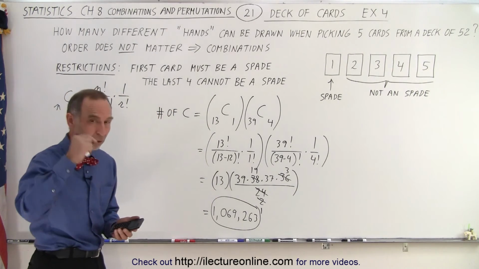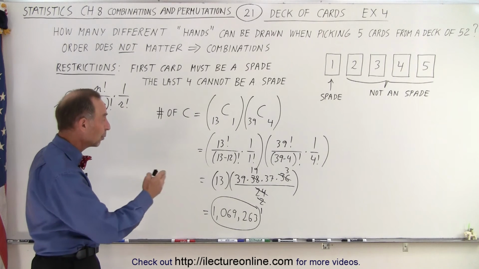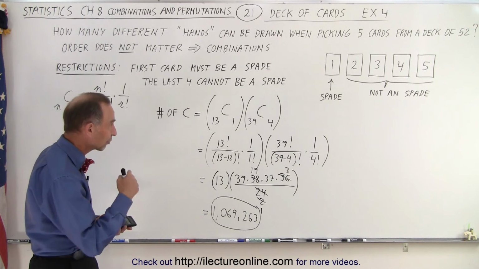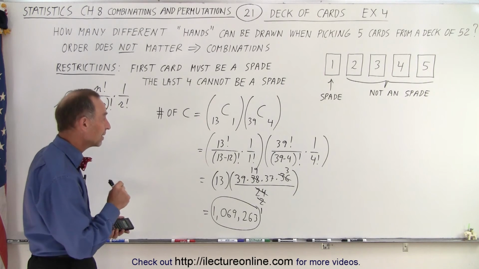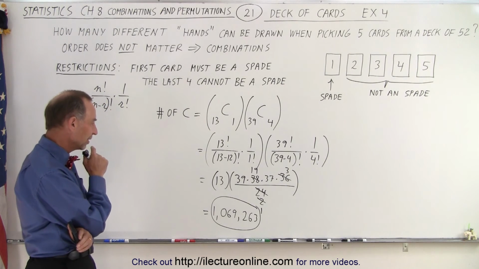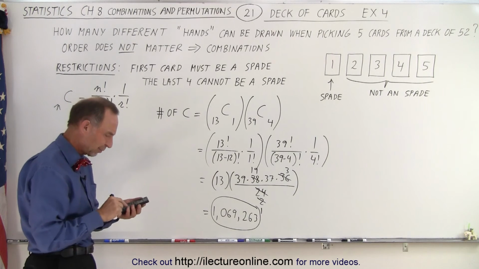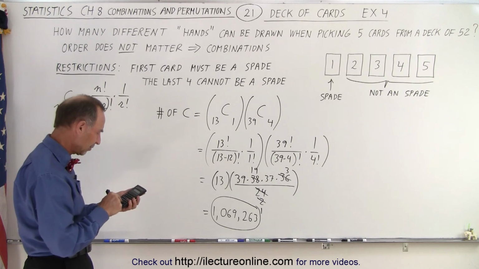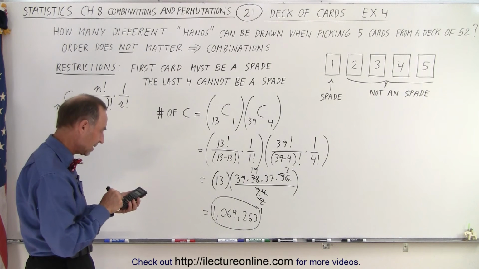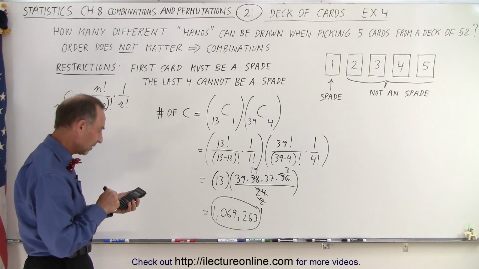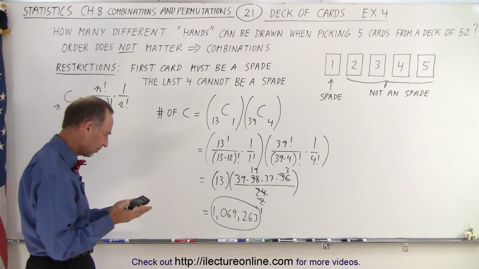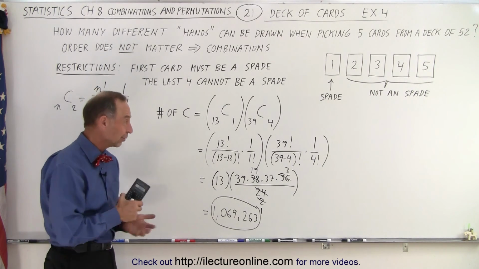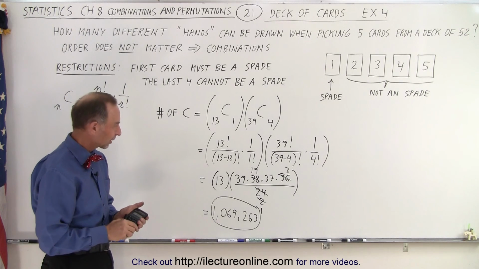different ways in which you can pull a spade for the first card, and then we multiply the times the number of combinations we can have by pulling the next four cards not being a spade. And surprisingly enough, that number is bigger than what we had on the previous one. I'm just going to calculate it one more time just to make sure. 13 times 39 times 19 times 37 times 3 equals, and sure enough, 1,069,263. And that is the way we solve this particular problem.